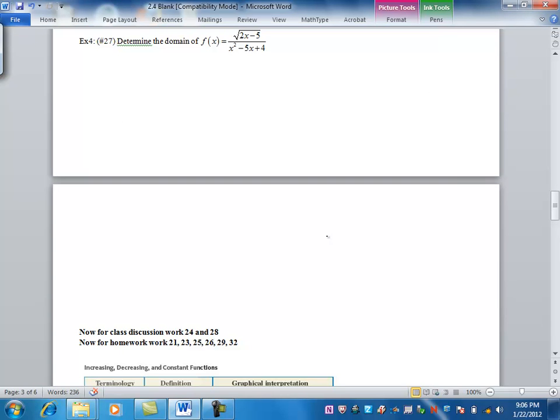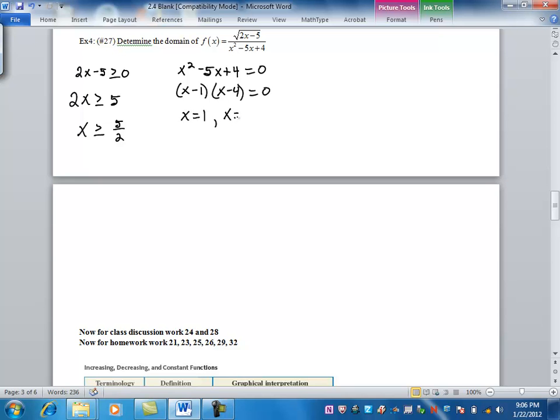First thing we need to do, or it really doesn't matter here what order we go, but we know that 2x minus 5 needs to be greater than or equal to 0. Well, this means 2x needs to be greater than or equal to 5, and x needs to be greater than or equal to 5 halves. Now, at the same time, we need to know where x squared minus 5x plus 4 equals 0. Well, let's see. (x minus 1)(x minus 4) equals 0. We know that when x is 1 and when x is 4, our denominator is going to be 0, which is no good.